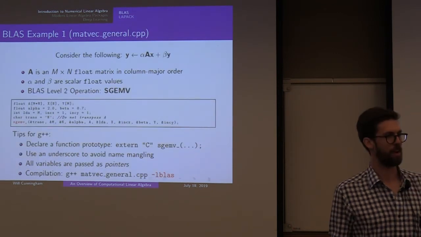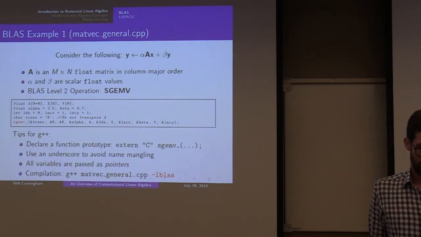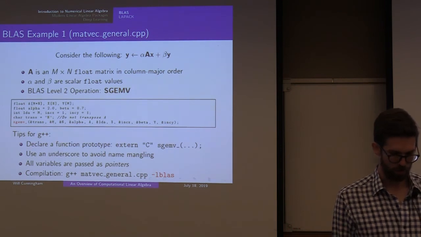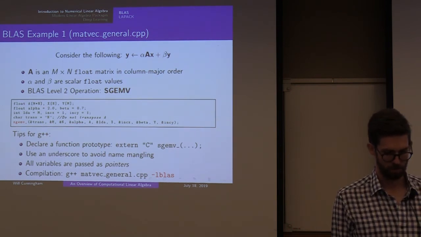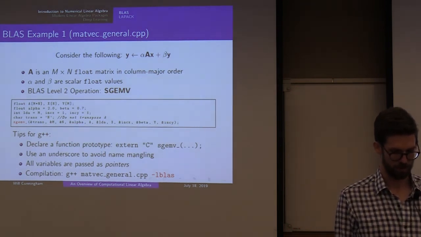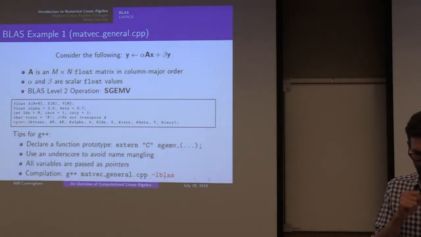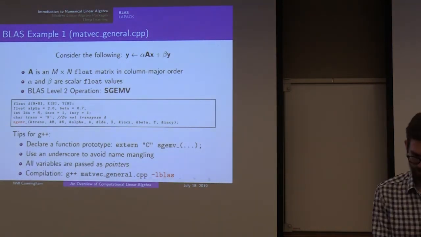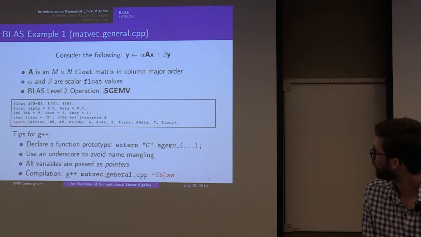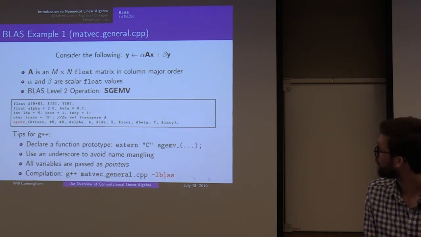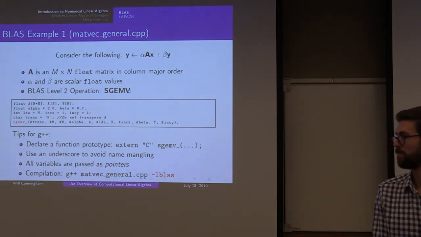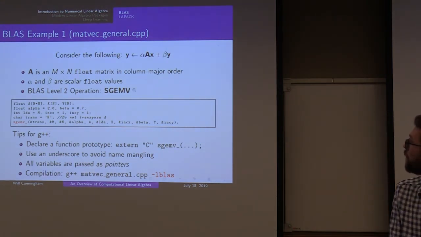So let's get right into the examples. Consider the following. You want to do a matrix vector multiplication with some general matrix. And so here we have this function. It says you're doing single precision for a general matrix, and you're doing matrix vector multiplication. So that's the basic idea of what's happening there. You're specifying a floating point matrix in column major order. It's important that it's stored in column major order.